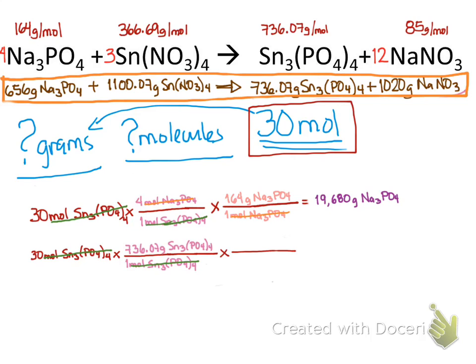Ah? Why do you use that one first? Because this is the one that I am giving you the amount. I am giving you 30 moles of tin phosphate.